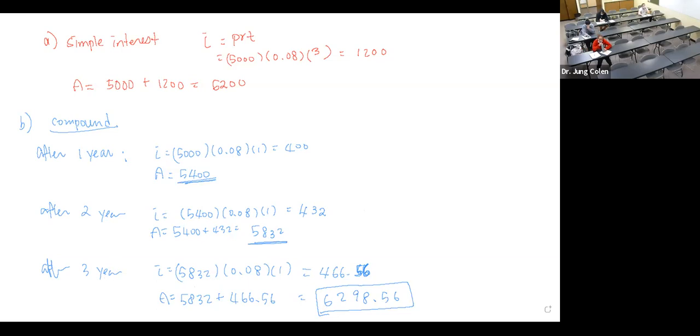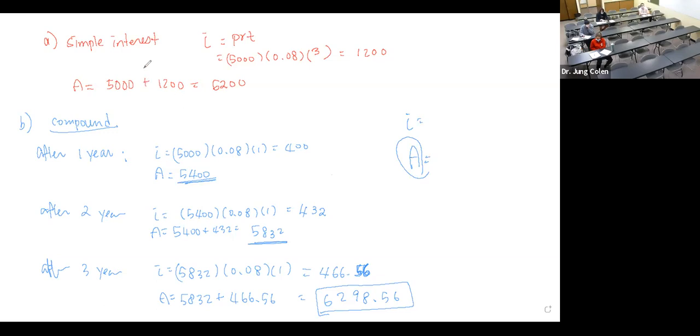If you have 10 years, you have to keep doing this again and again and again. Oh my God, it's so time consuming, right? So we're going to use our formula here, okay? So instead of giving you I is equal to something, we're going to talk about the total amount for compound interest. You're going to get the formula here. But before we move on to that one, let's compare these two.